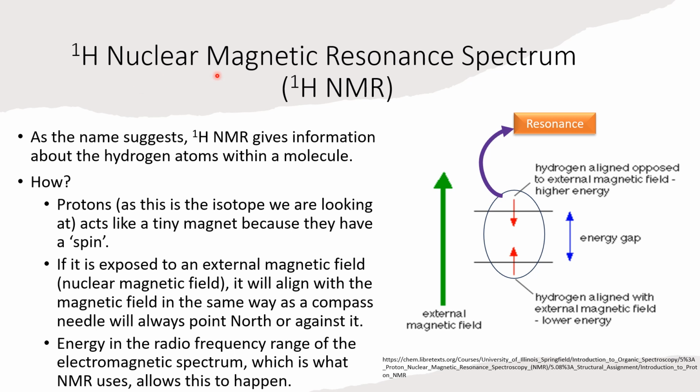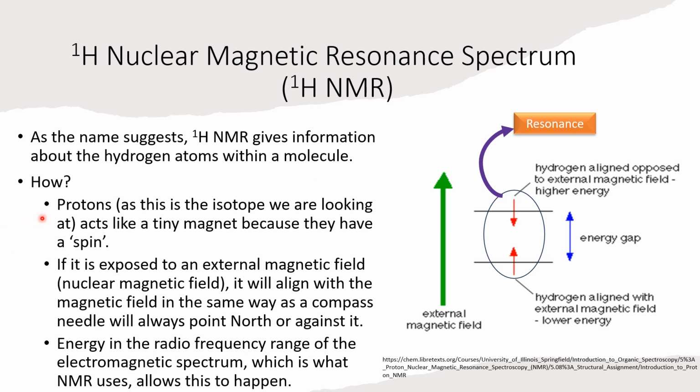Proton nuclear magnetic resonance, proton NMR, okay, or 1H NMR, looks a bit complicated, but it's very easy, okay, because it's always telling you the amount of hydrogen environments that you have. So basically, it gives you the complete structural information about a molecule. So as the name suggests, the proton NMR gives information about the hydrogen atoms within a molecule. So how does it do that?